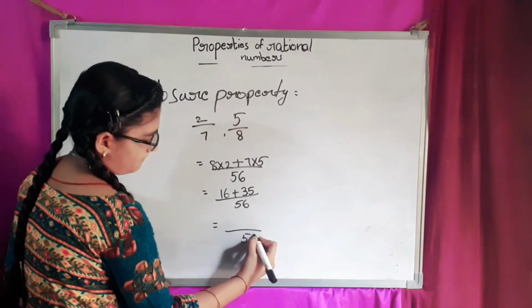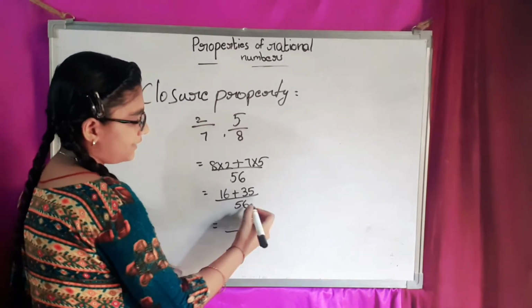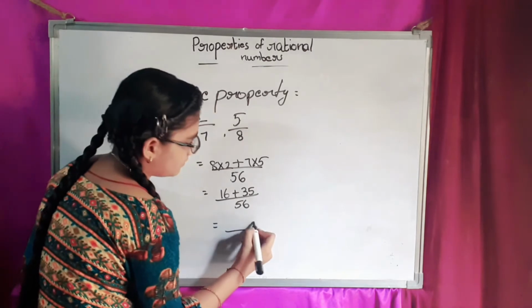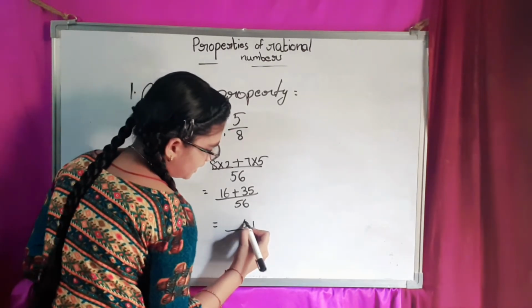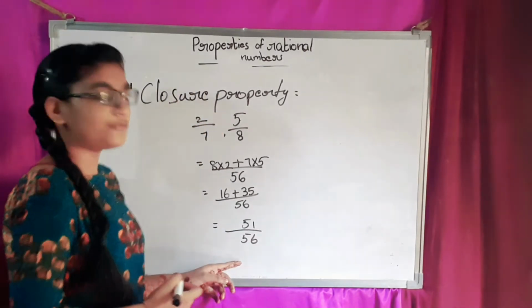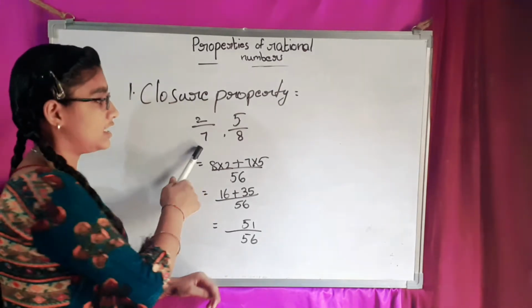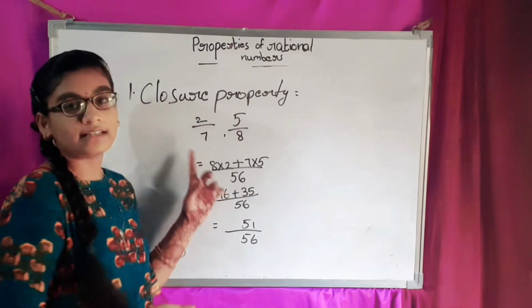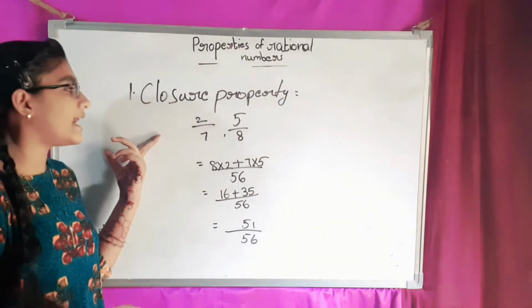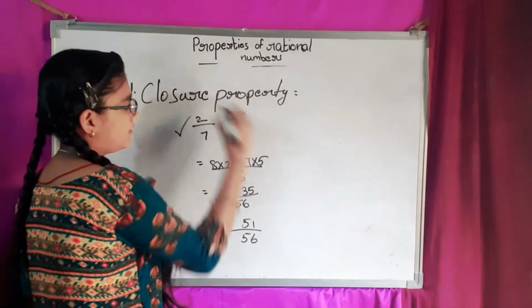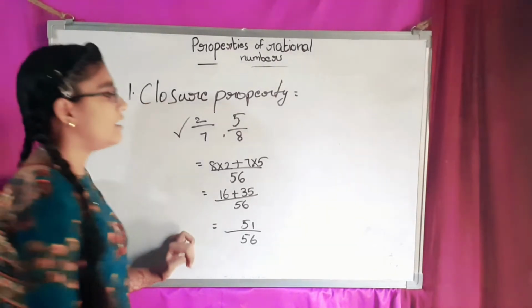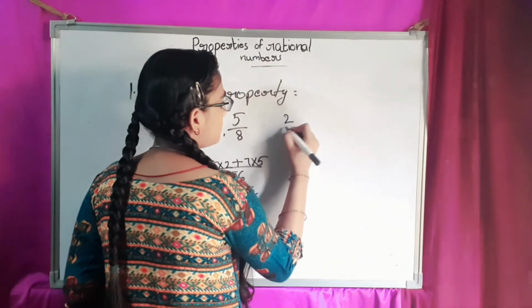Now add them: 35 plus 16 is 51. 51 by 56. Here it is also a rational number. These two are also rational numbers. The closure property is satisfied in addition. Now we will do subtraction with the same example.